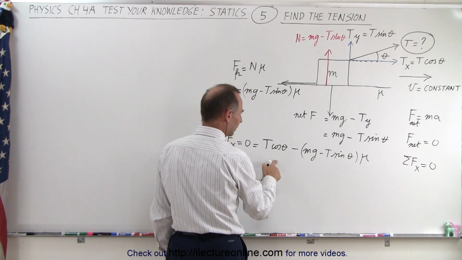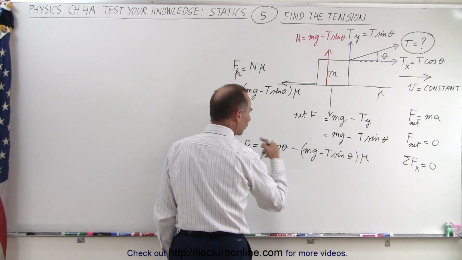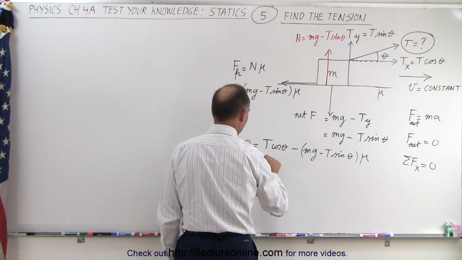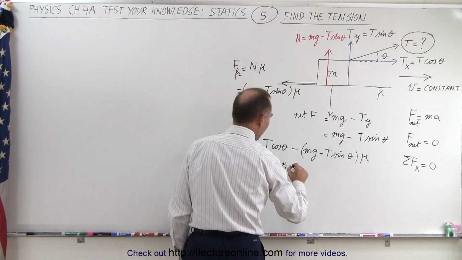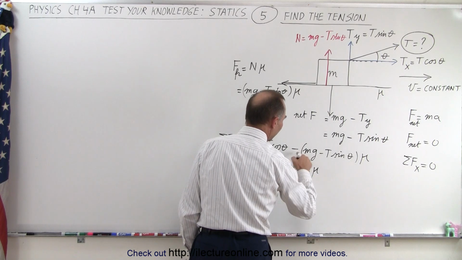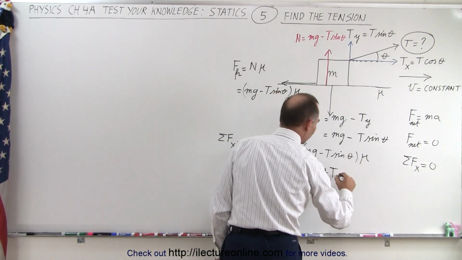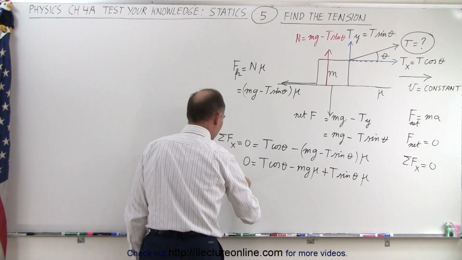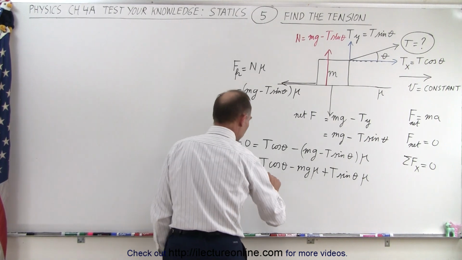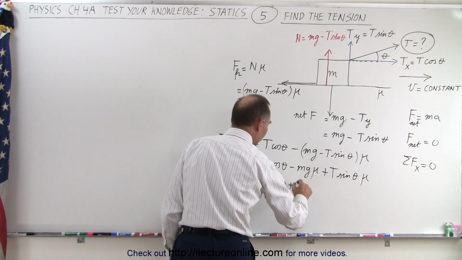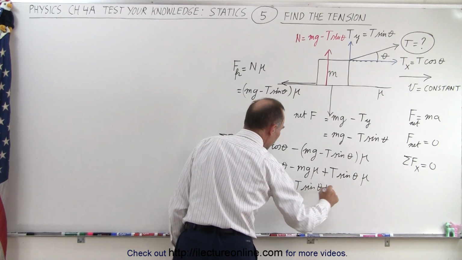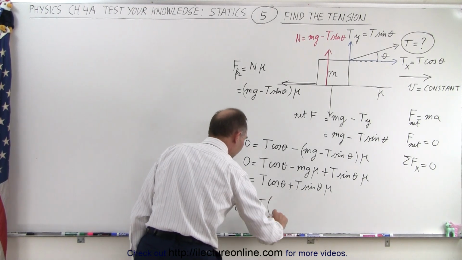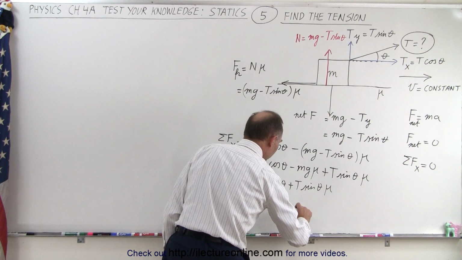So let's see here. Let's move all the T components to the left. First, let's write it like this: 0 is equal to T times the cosine of theta minus mg mu. Minus times minus is plus T times the sine of theta times mu. Moving this to the left side, I get mg mu is equal to T cosine theta plus T sine theta times mu. Factoring out a T, we get mg mu is equal to T times cosine of theta plus sine of theta times mu.